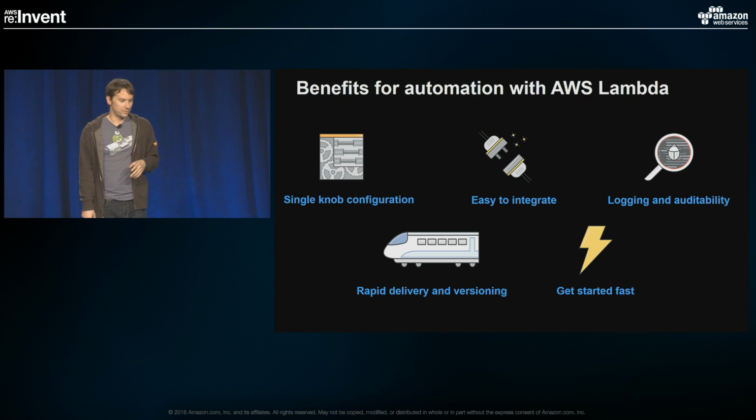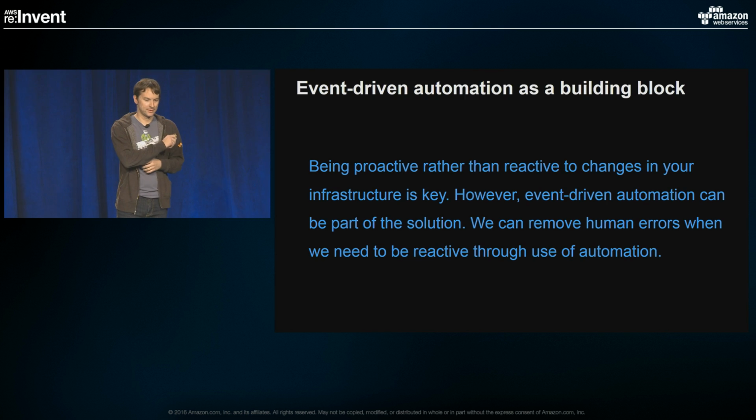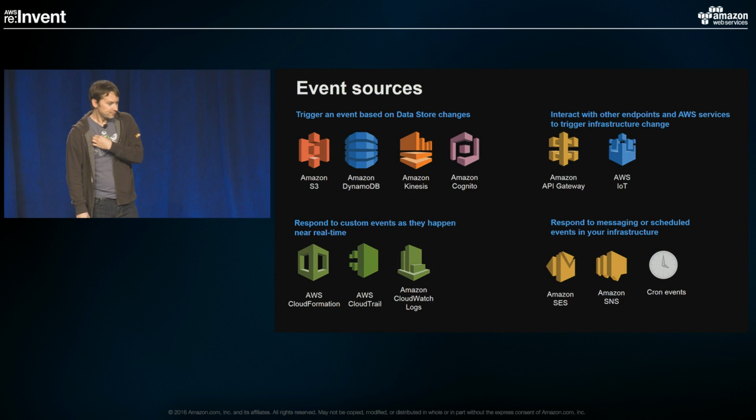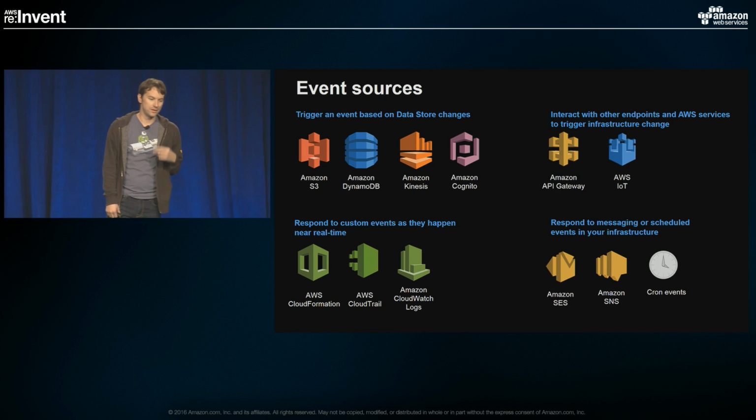So, the benefits of automation with AWS Lambda. We already covered what Lambda is. You all know about it. You're all in an expert session. Skip. This is what I just said. I forgot I had a slide about it. So the various sources that we have: S3, DynamoDB, Kinesis, Cognito.